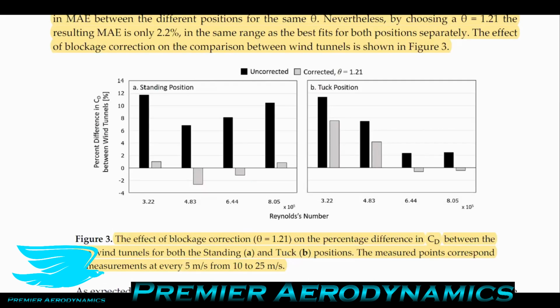And now here they have a really good figure, it's Figure 3. What they have here is they've plotted the uncorrected and corrected drags with different Reynolds number for the standing and tucked positions. And this is a good figure because it illustrates just how the corrected values can change with increasing Reynolds number. So with their correction factor of 1.21, at higher Reynolds number, the values agreed far better than at lower Reynolds numbers.